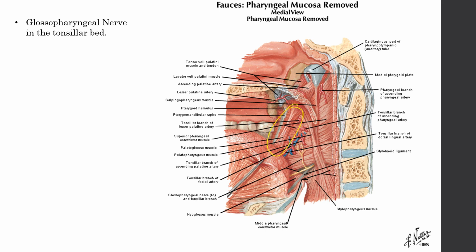Here you can see the palatoglossal arch, the palatopharyngeal arch, and the tonsillar bed. Here you can see the glossopharyngeal nerve. In conditions such as chronic tonsillitis and paratonsillar abscess, the tonsil may have to be removed. And in those situations, you have to be careful not to damage the glossopharyngeal nerve.